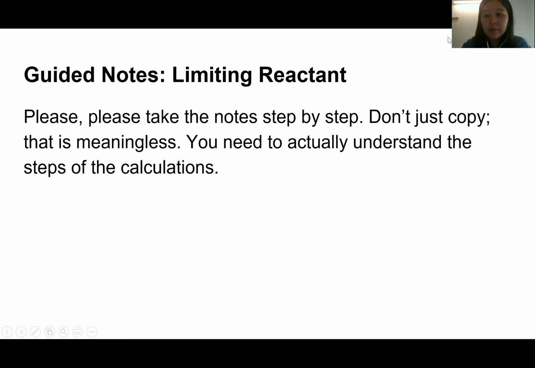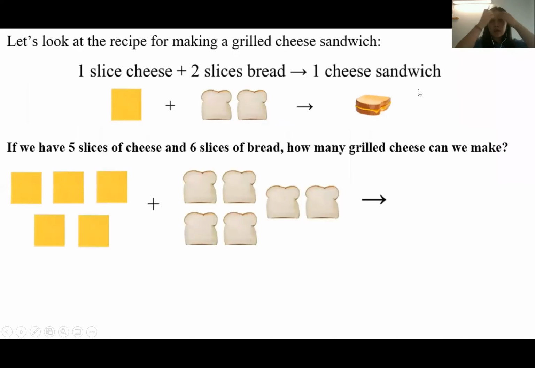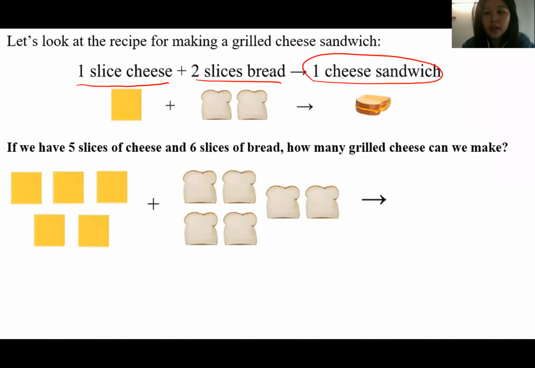All right, so the first thing is I'm looking at a recipe for making a grilled cheese sandwich. Here the recipe says for every 1 slice of cheese, we need 2 slices of bread to make 1 cheese sandwich. Now the problem here is if we have 5 slices of cheese and 6 slices of bread, how many grilled cheese can we make?